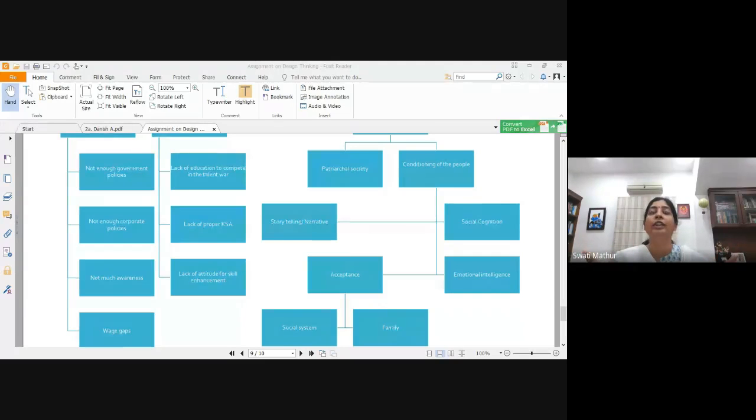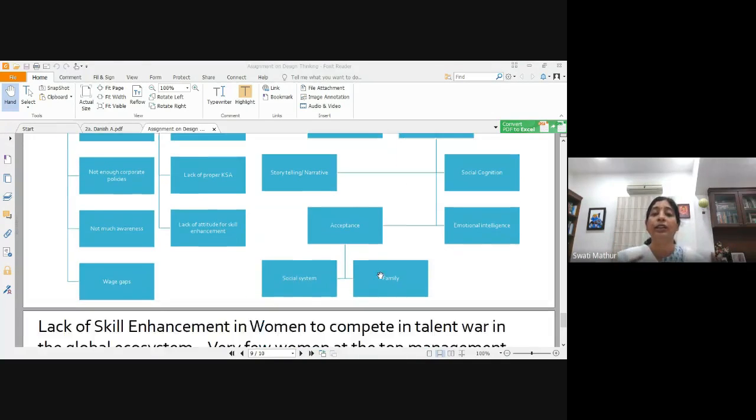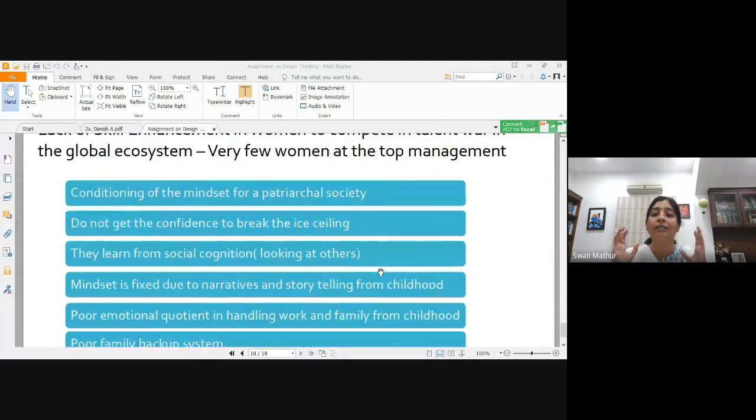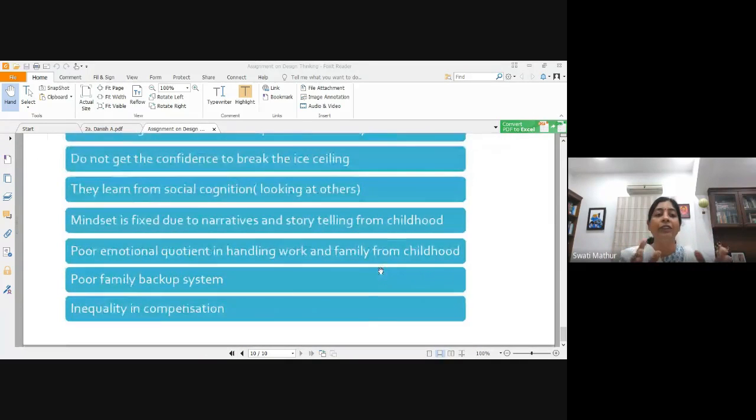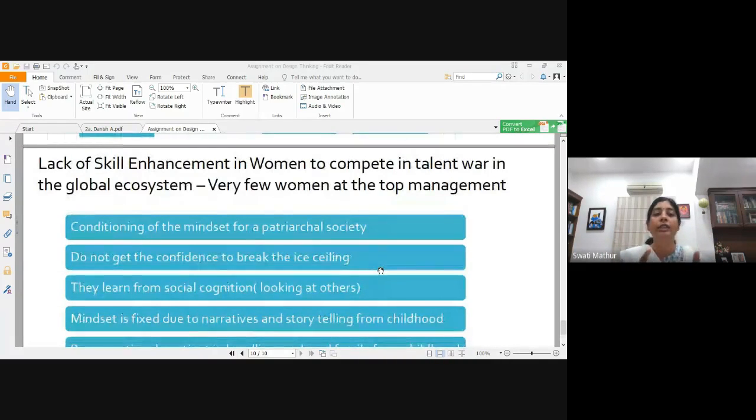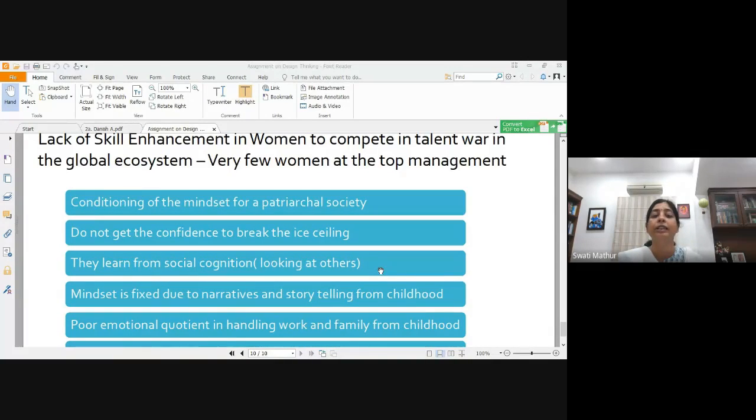And the social cognition which is there: at this age I need to get my daughter married, at this age the daughter needs to marry, the mother-in-law stories, the daughter-in-law stories. So all these are there. With that we have come to this: the conditioning of the mindset of the patriarchal society means they do not get the confidence to break the glass ceiling. So they lack the confidence to break the glass ceiling.